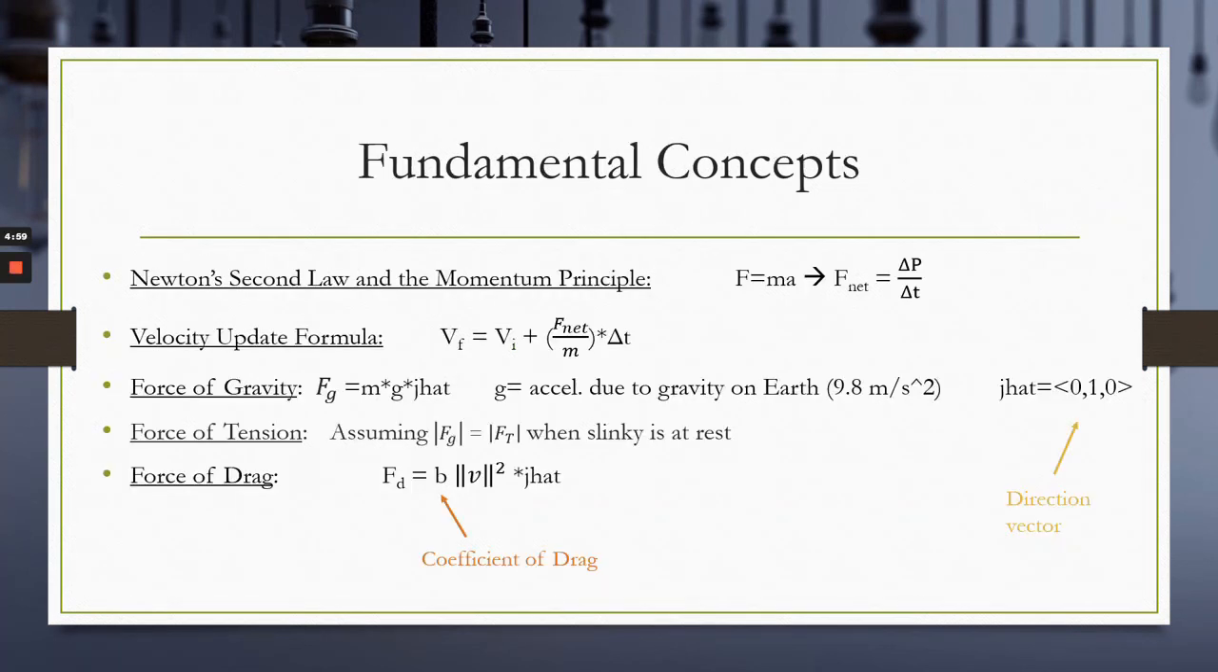In this lab, the momentum principle, F net equals delta P over delta T, is used to derive the velocity and position update formulas. Knowledge that the force of gravity equals mass times g, or the acceleration due to gravity on Earth, times direction vector j hat is necessary. In addition, the assumption that the slinky is initially at rest implies static equilibrium, in which the magnitude of the force of tension is equal to that of Fg. Finally, it is important to note that the force of drag equals b times the magnitude of velocity times j hat, where b is the coefficient of drag.